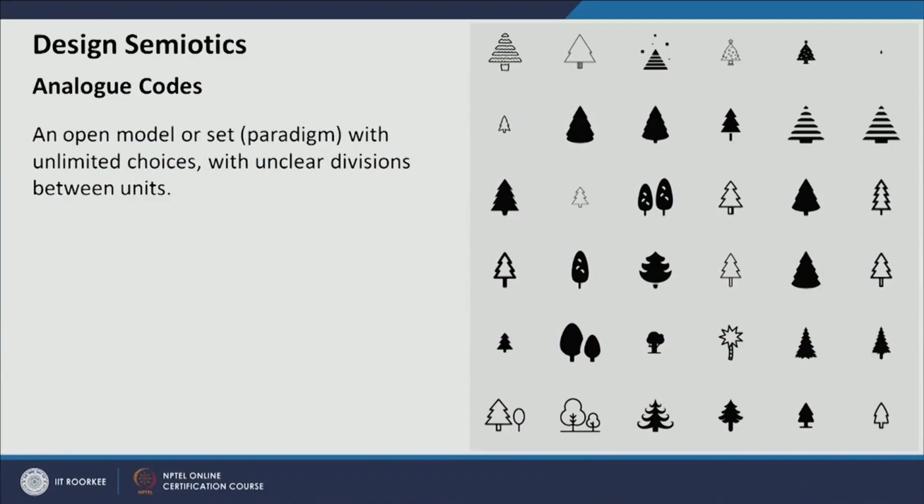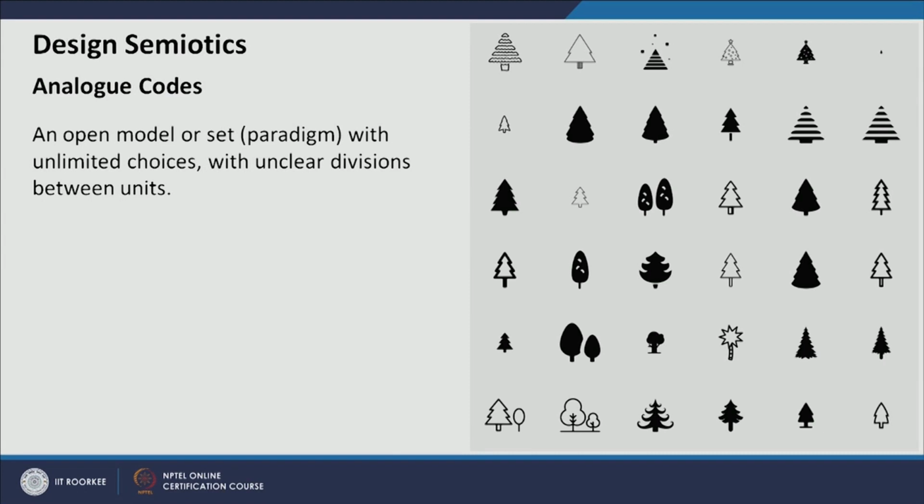In the case of analog code, we can have multiple options to depict it. For example, if we want to depict the word tree, we can have different kinds of trees. We can have coniferous trees, we can have columnar trees, we can have globular or circular trees.